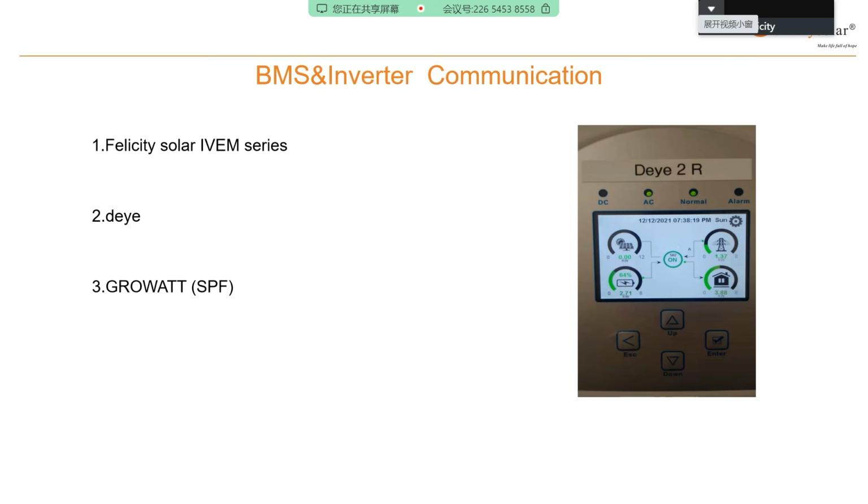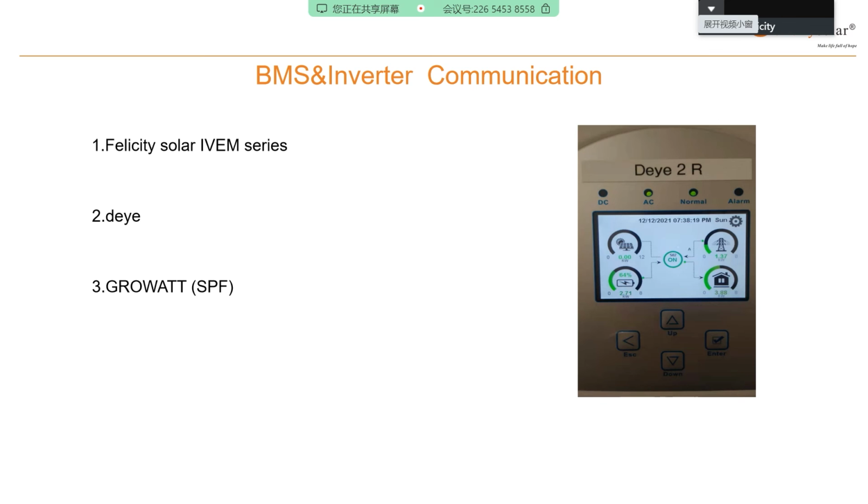Second, based on our market requirement, we have a lot of customers who use the Deye and the Growatt inverter. They also want to use the communication, so we did a second development of the BMS and inverter communication. Now we also support the Deye and the Growatt.